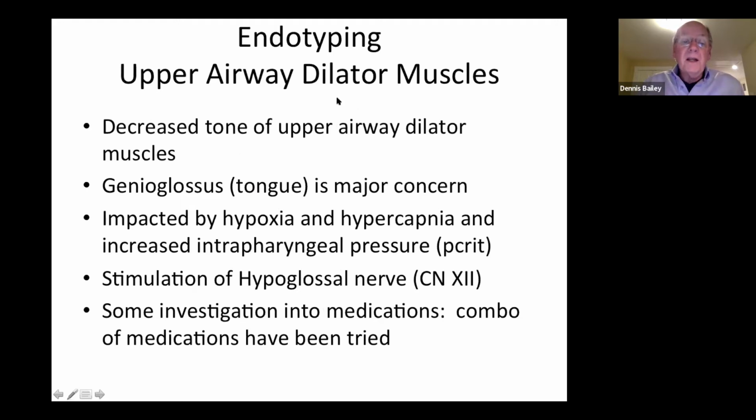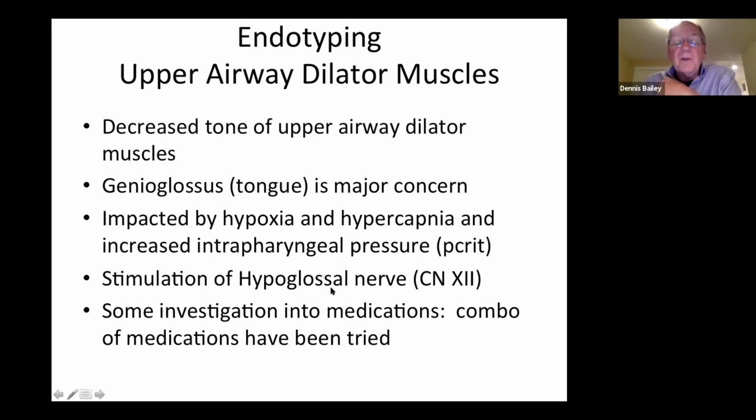Endotyping the upper airway dilator muscles, we see decreased tone of the upper airway dilator muscles. We see that the genioglossus, or tongue, is a major concern, but there's another concern that we're going to look at in just a few minutes as well, related to the retropalatal area. It can be impacted by hypoxia and hypercapnia, and of course, increased intrapharyngeal pressures, or PCRIT. PCRIT is the critical closing pressure associated with the closure of the airway when there are negative intrapharyngeal pressures occurring due to increased respiratory drive.